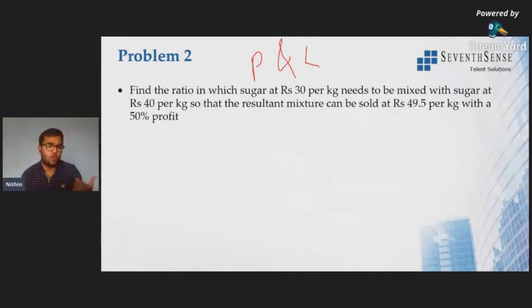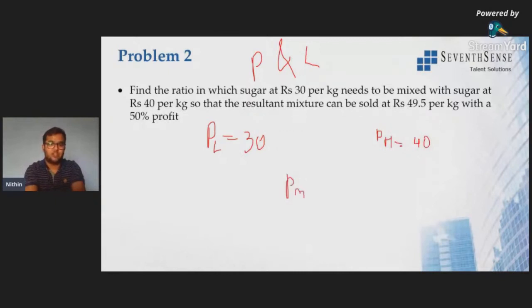We know the cost price of lower value, cost price of higher value, right? Cost price of lower value is 30 per kg and cost price of higher value is 40 per kg. But the cost price of the mixture is unknown. I don't know the price of the mixture. So they have given the selling price of the mixture. This is the cost price of sugar. Here this is the cost price of mixture.